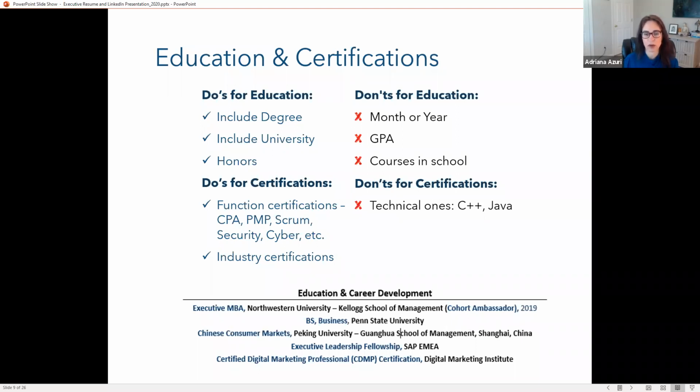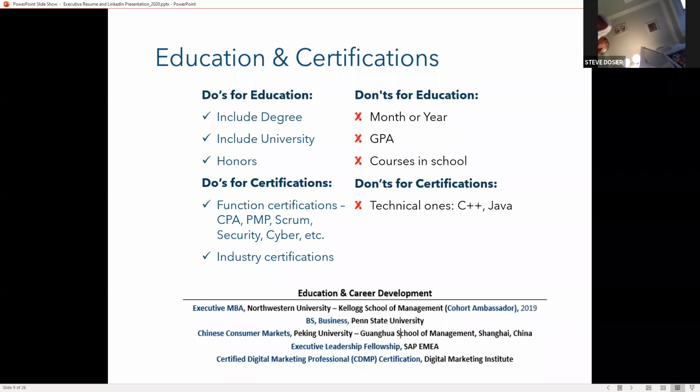So you don't want to include the month of the year. And for certifications as well, think about where you are right now, right? I have my techies, for instance, want to still write that even though they're CTOs now, they know how to code in Java, they know how to code in C++, right? All of those things that make them back at that lower level.